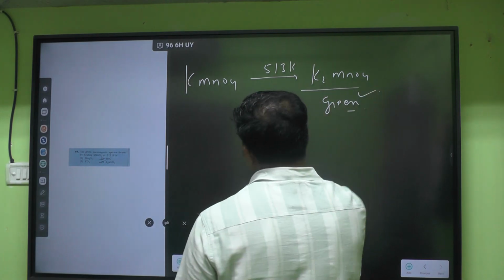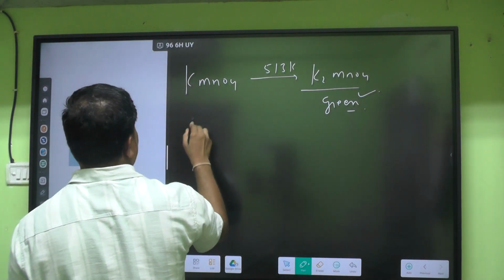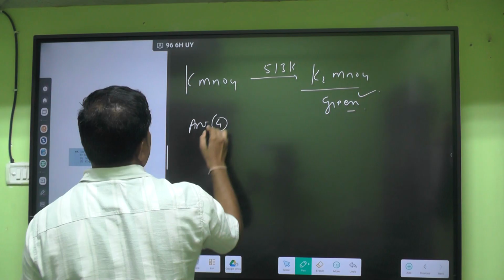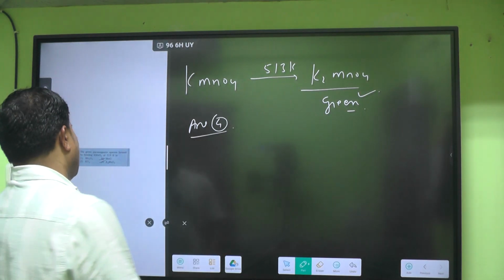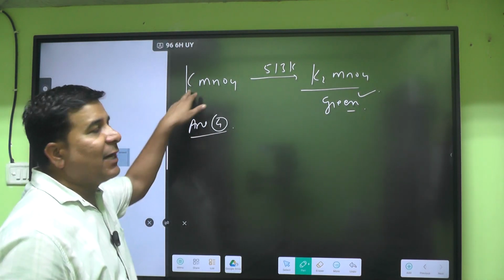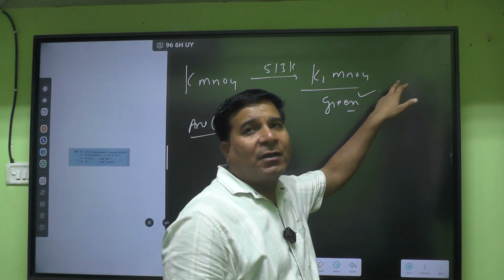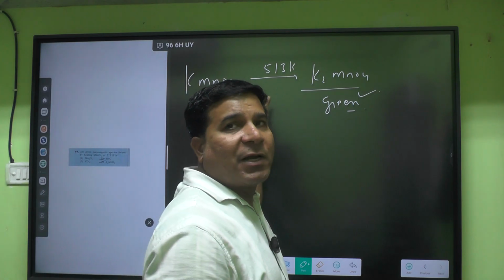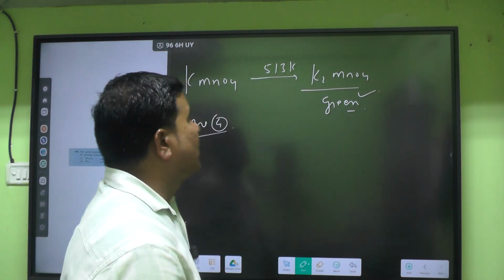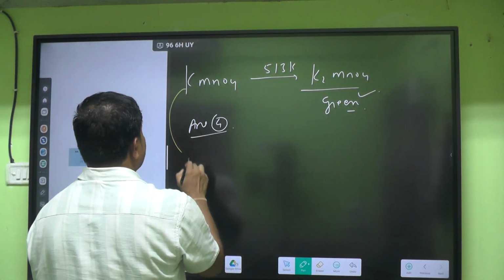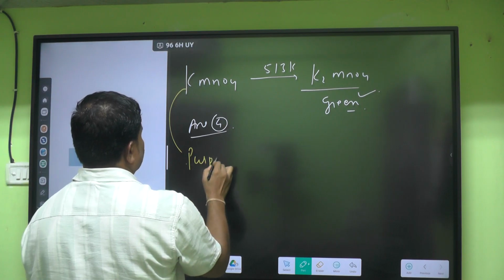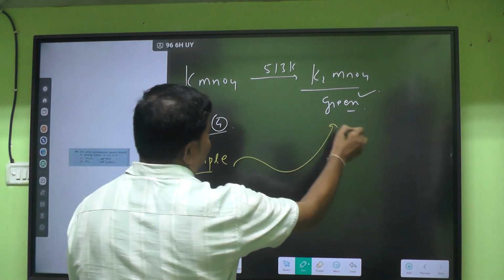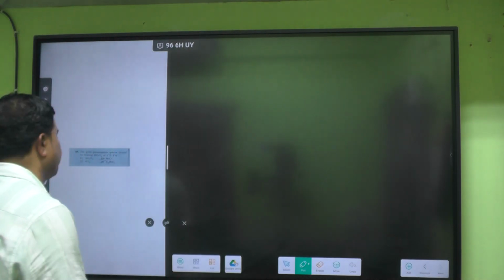And that's why the fourth option is correct. Potassium permanganate converts to potassium manganate. This permanganate becomes manganate. That's why purple color converts to green color. So remember this concept. Now next.